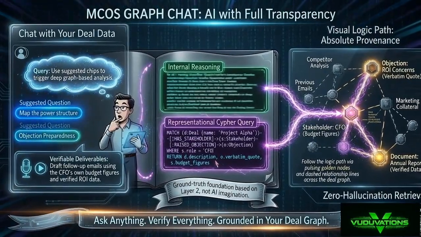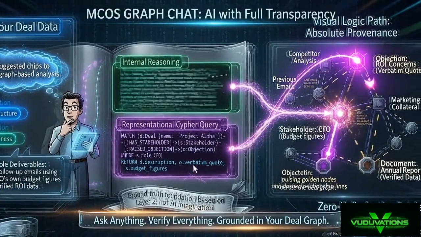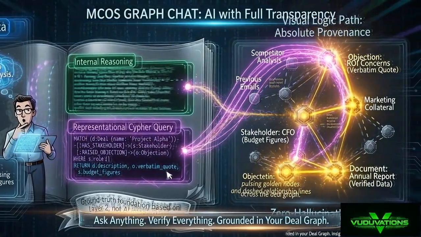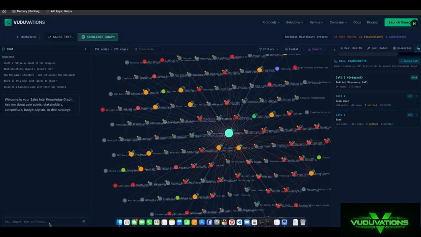This is the brief on Graph Chat and AI transparency. We're looking at a new sales intelligence tool that answers your deal questions by querying a verifiable map of your actual call data, completely eliminating AI guesswork.